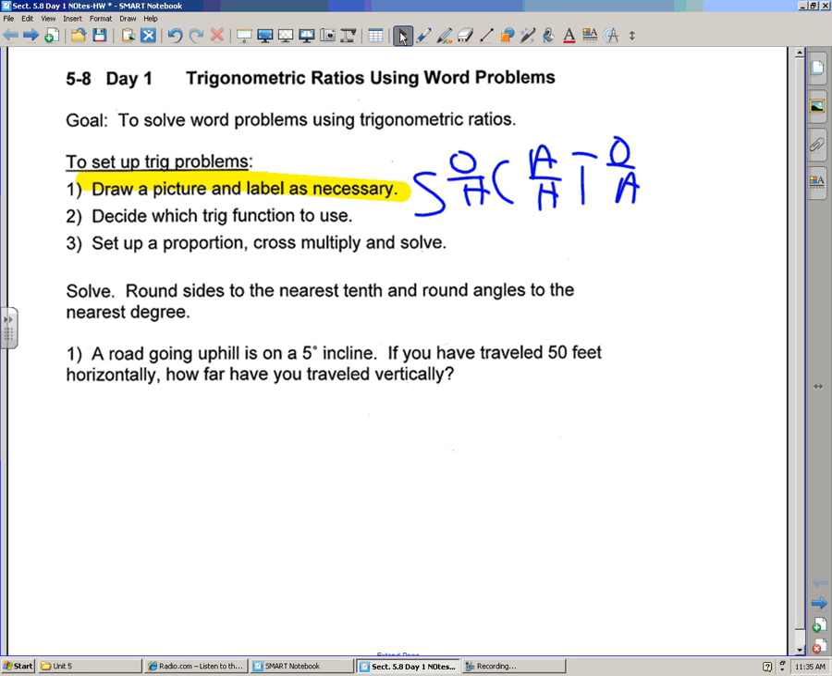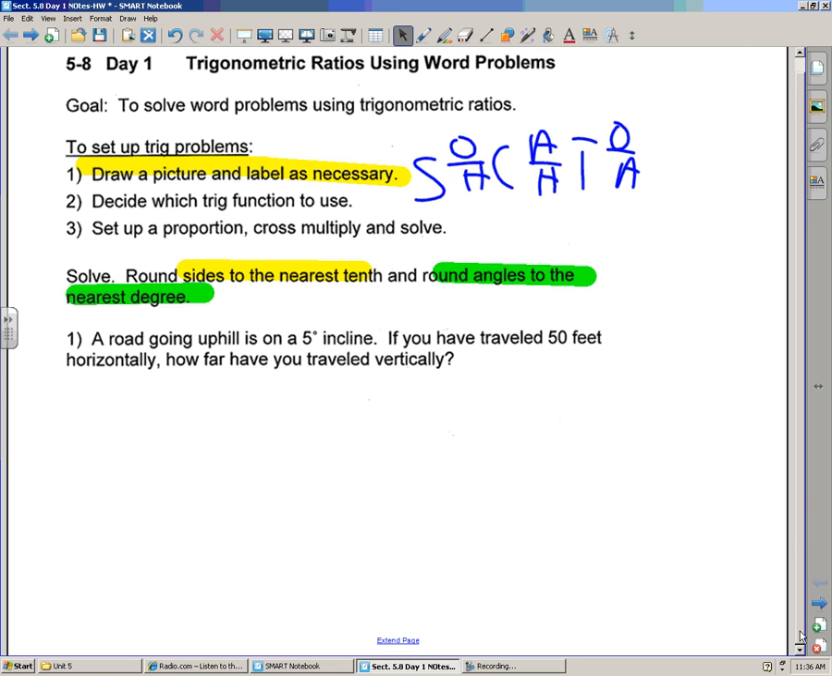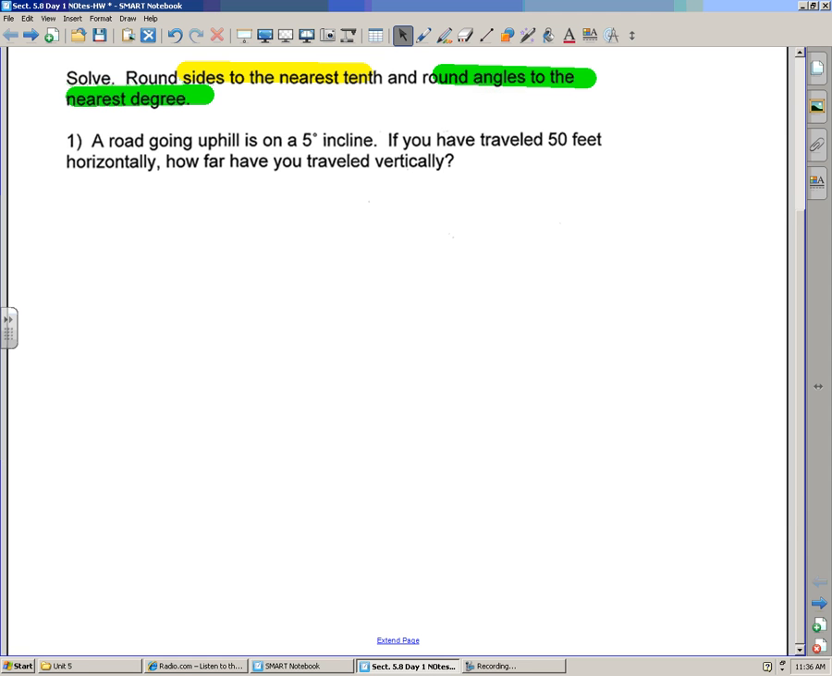For this particular note sheet, you're going to be rounding any sides to the nearest tenth, and rounding angles to the nearest whole degree. That's a whole number. So this first example talks about a road going uphill on a 5-degree incline. If you've traveled 50 feet horizontally, how far have you traveled vertically? Well, roads normally tend to start off going straight.